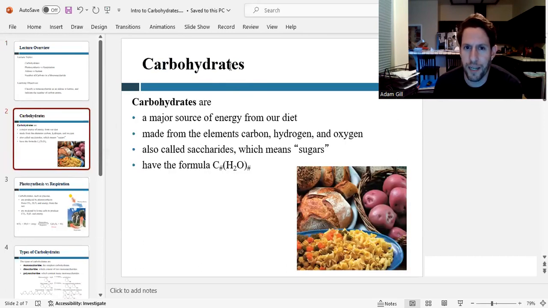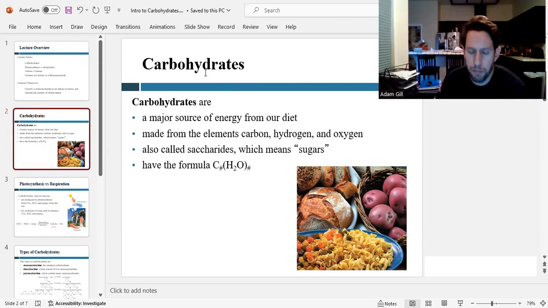So carbohydrates are one of the major sources of energy in our diets. They are a really common type of biological molecule. They're made from the elements carbon, hydrogen, and oxygen. And they're also known as saccharides, which means sugars. So carbohydrates, carbs, saccharides, sugars are all names for the same thing.